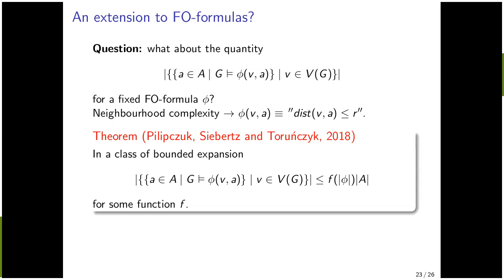Does it make sense? It is a subset of A. Yes. We look at the subset of A such that this formula is satisfied, such that phi of v, A is satisfied. So, for example, if phi of v, A is the formula that encodes distance between v and A at most r, this subset of A is just the intersection between A and the ball of radius r centered on v.